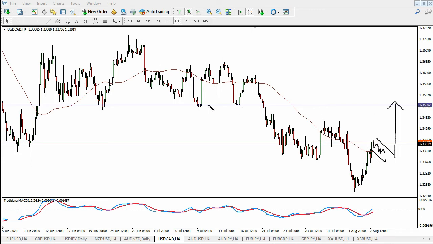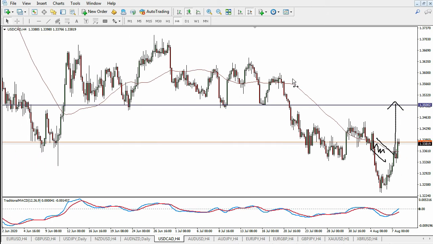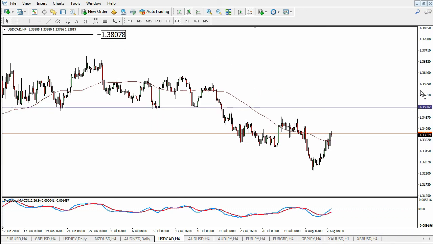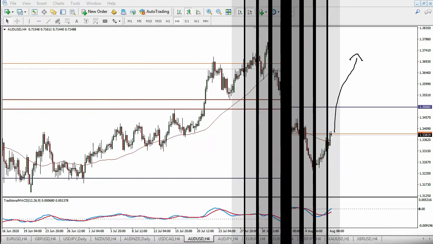I show you on my screen that this is my first target, and I also show you my second target, which is the same as I mentioned in my previous videos. My second target is still 1.380. So all my view about the USD CAD is still an upside move.